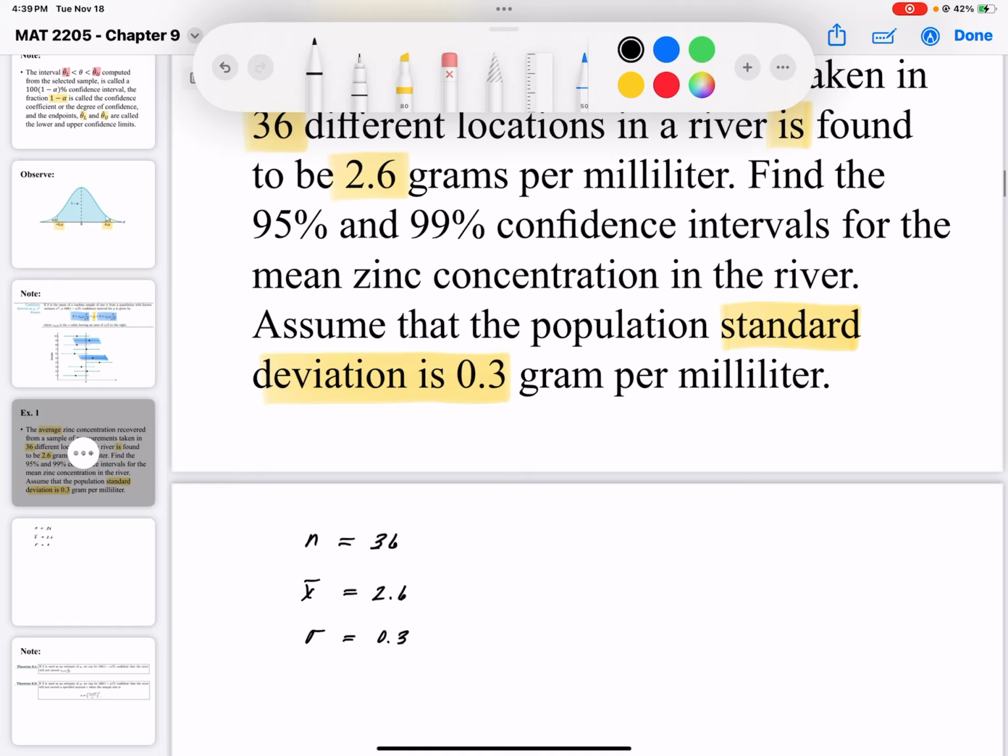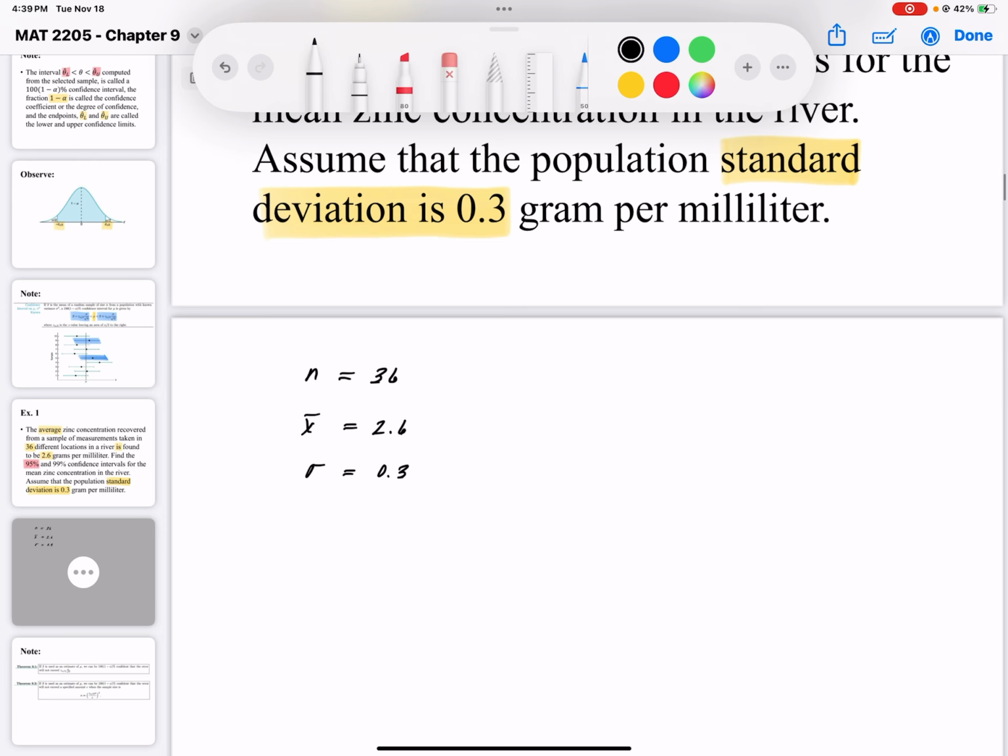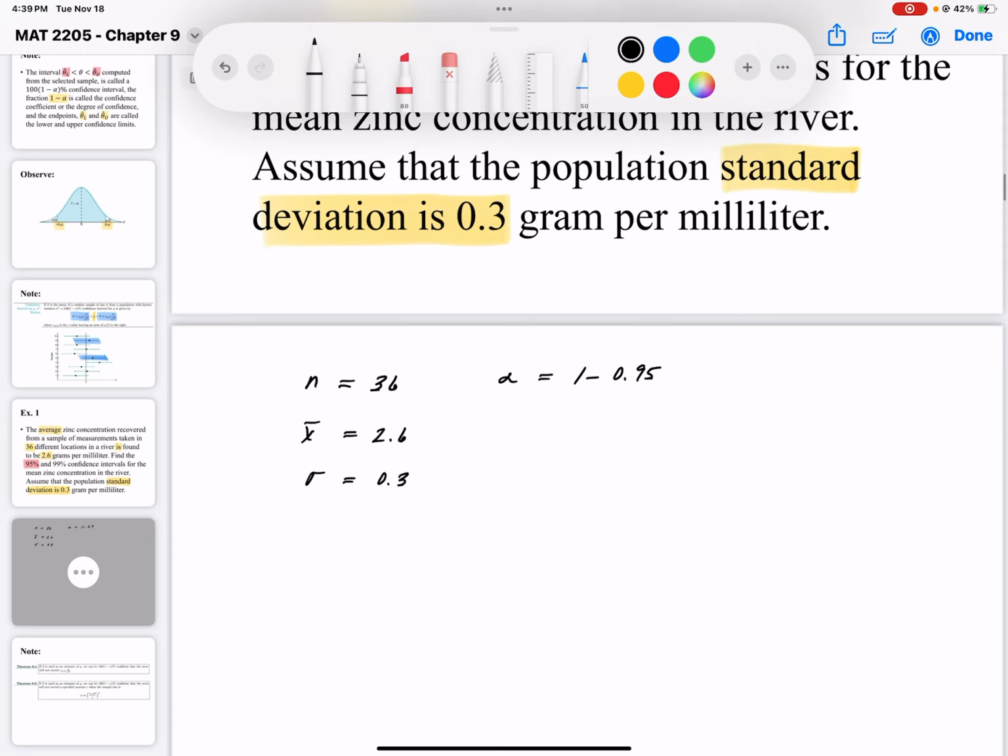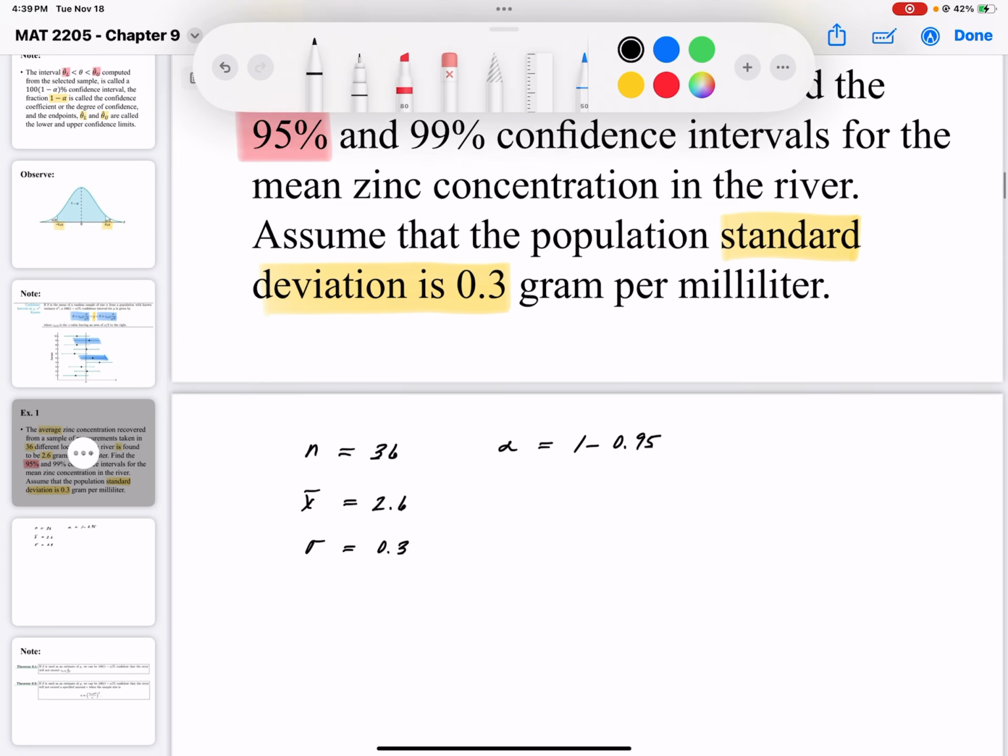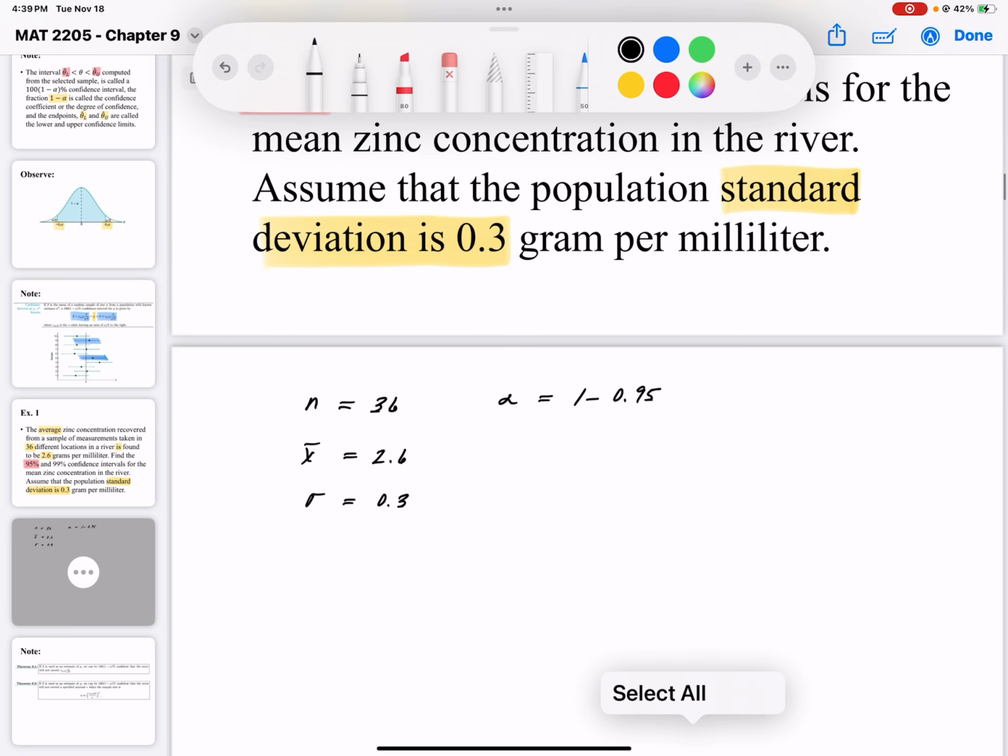And now we do have to get our z sub alpha value. Let's tackle 95% first, okay? The first thing that we need is our alpha value. Alpha, we already stated, is 1 minus the confidence level. Our first confidence level is 95%, so alpha is 1 minus 95%, or 0.05.